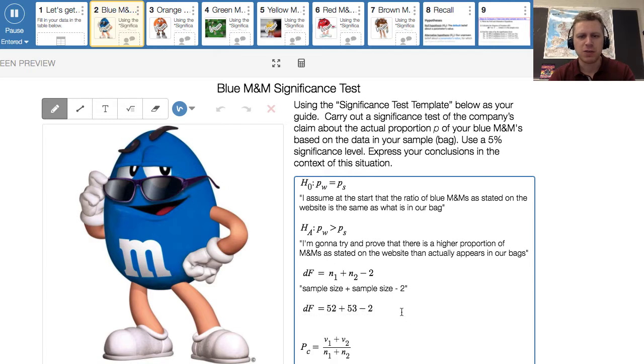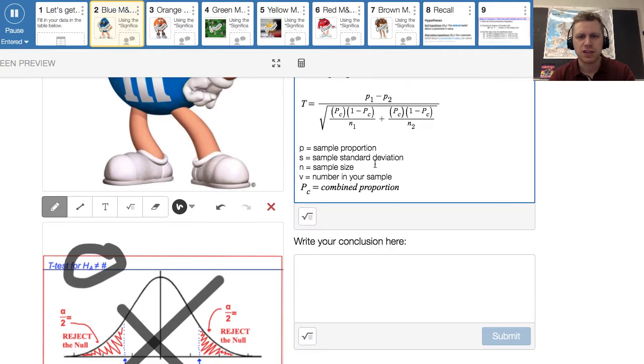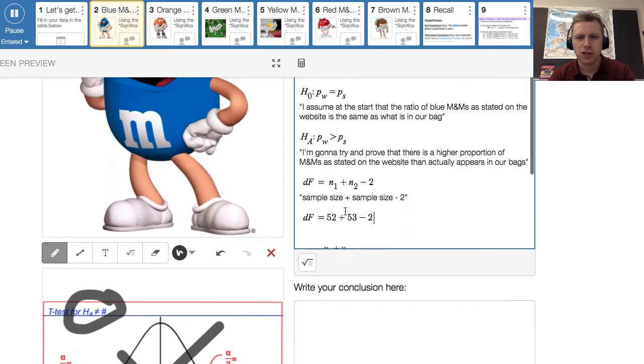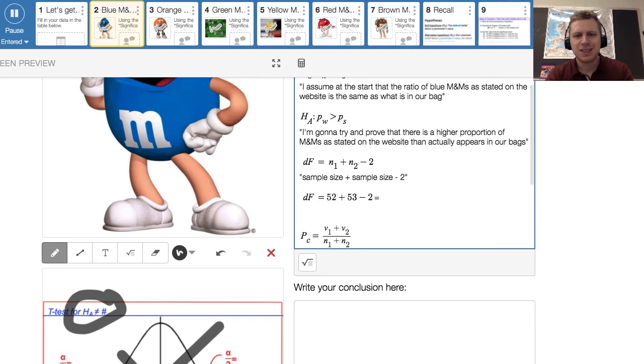And if you're wondering what some of these variables stand for, there's a list at the bottom, and you can kind of look at those. Sorry, so much scrolling. There we go. 52 plus 53 minus 2 equals 103.